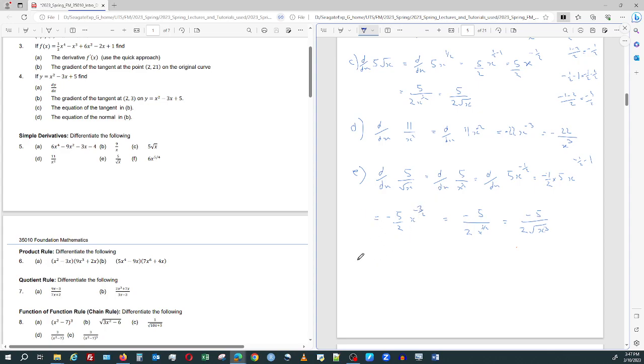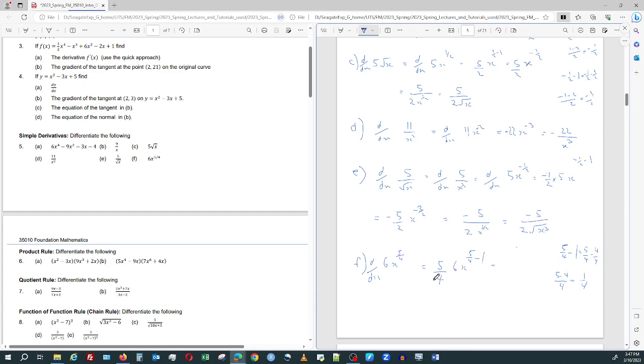Alright, and finally f. 6 d/dx, please. x to the 5 on 4. So we'll do it. 5 on 4 comes out the front, 6x to the 5 on 4 minus 1. Now that's complete. 5 on 4 minus 1 is 5 minus 4, so we're left with a quarter.